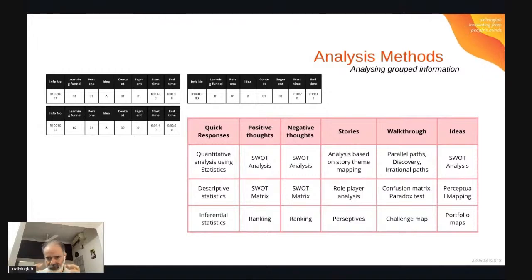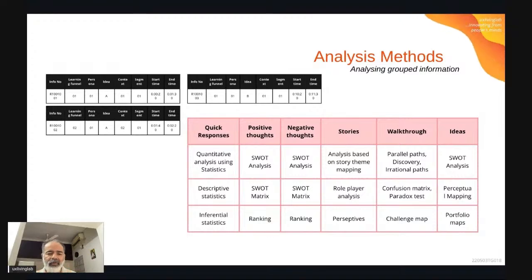After grouping, you look into these six baskets of information. What are the baskets? Quick responses, positive thoughts, negative thoughts, stories, walkthroughs, and ideas. Then how to analyze? So these are the analysis methods.